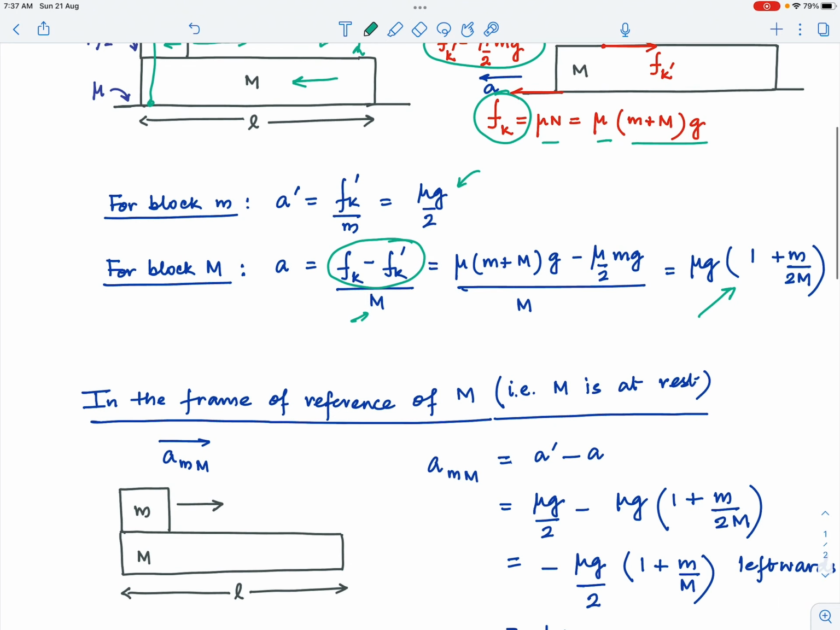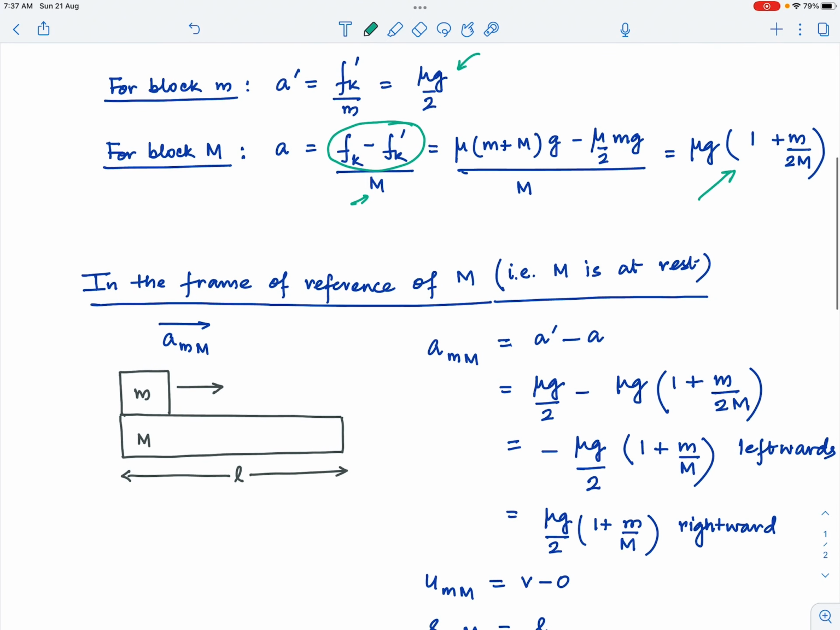Now, when we try to work in the frame of capital M, that means we assume that capital M is at rest, we can find out all the terms for small m relative to capital M. So we first find out the acceleration of small m with respect to capital M, which by definition will be a dash minus a, acceleration of small m minus acceleration of capital M, which we can easily calculate now. We have all the values, and we see that this acceleration comes out with a minus sign.